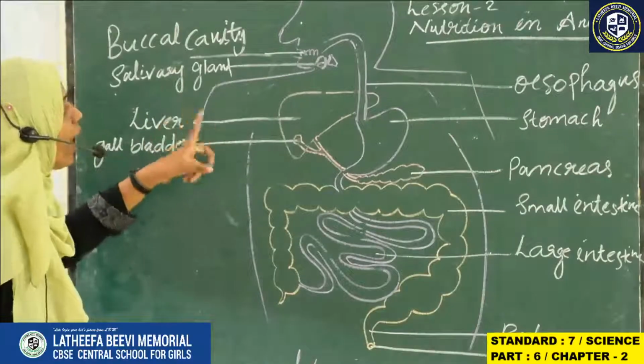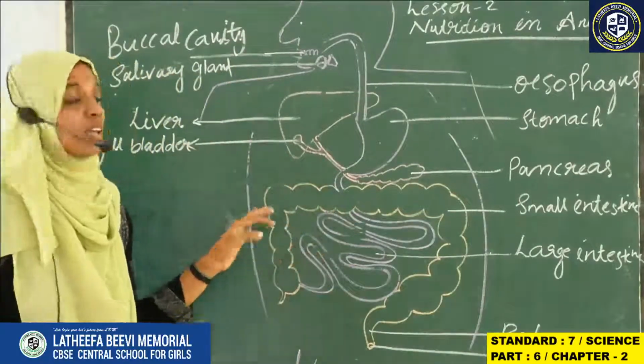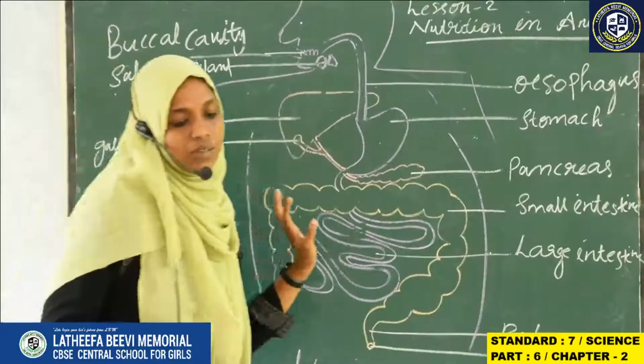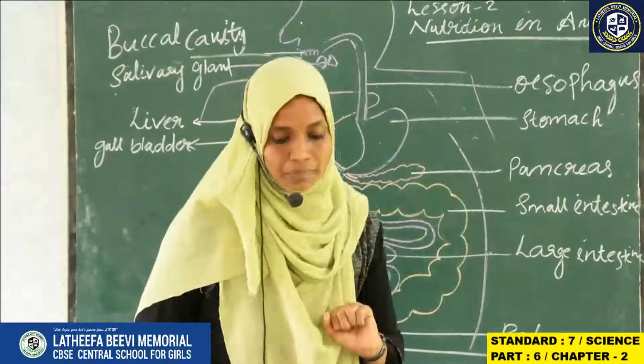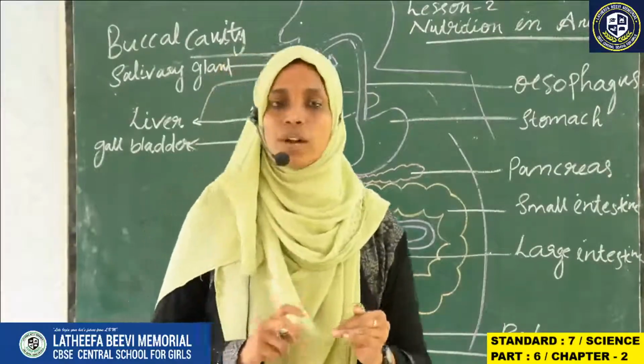Okay, so hope you have understood about the digestive system and the compartments in the digestive system. So draw and label this digestive system in your notebook. In the next class we will discuss the different types of teeth in our body. So we can conclude our class. Thank you.